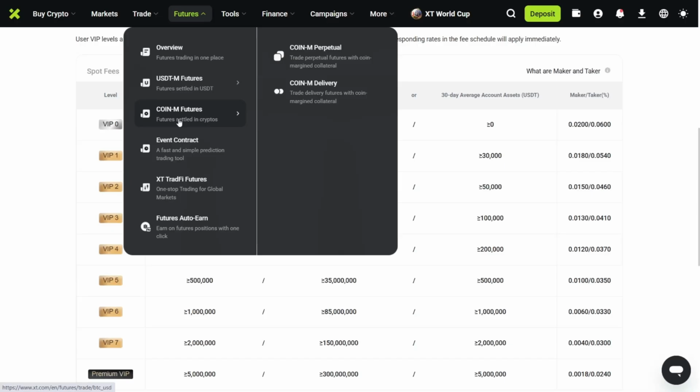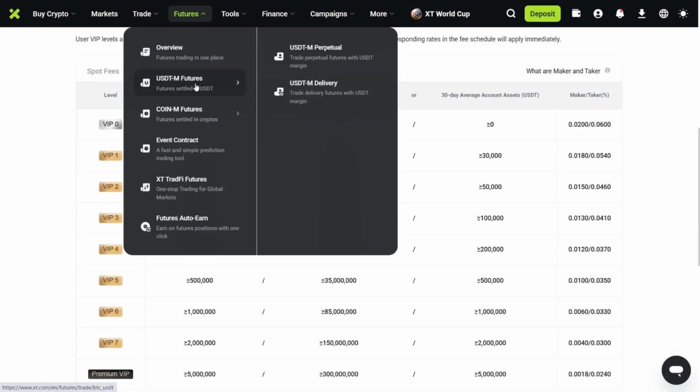a dollar-based value. Now, when we hover over USDT futures, we can see there are two options, USDT M perpetual and USDT M delivery. USDT M perpetual futures have no expiry date, which means you can hold the position for as long as you want, as long as you have enough margin and don't get liquidated. While USDT M delivery futures are different because they have a set expiry date. Usually quarterly, that means the contract ends on a specific date and gets settled automatically.